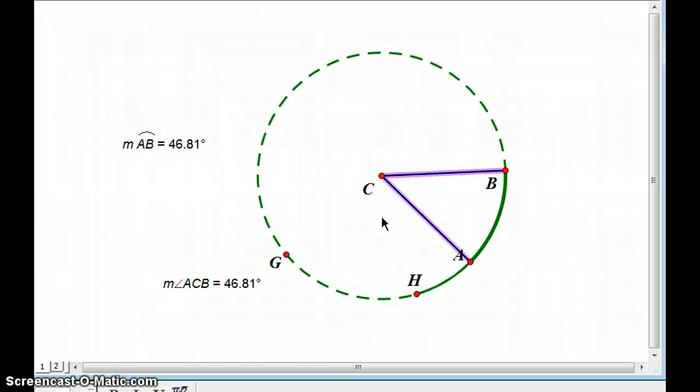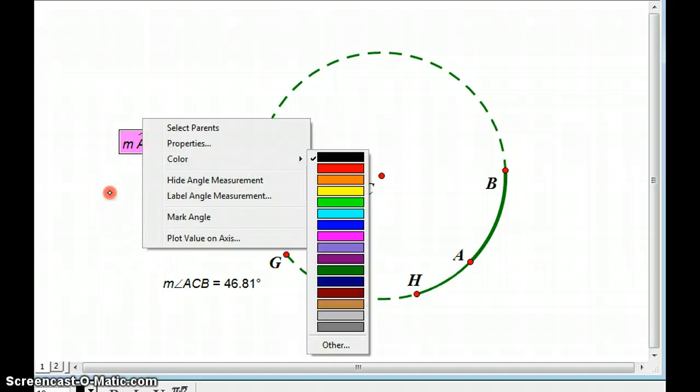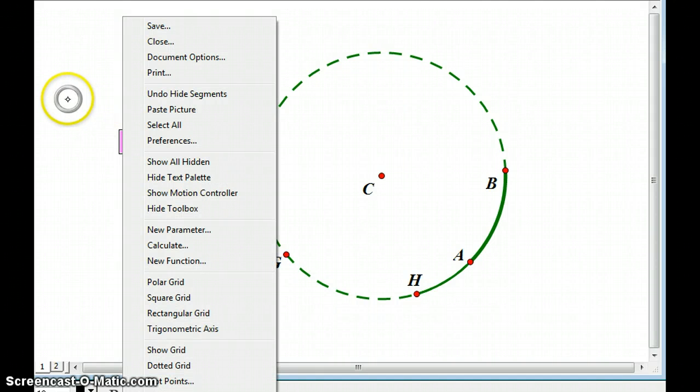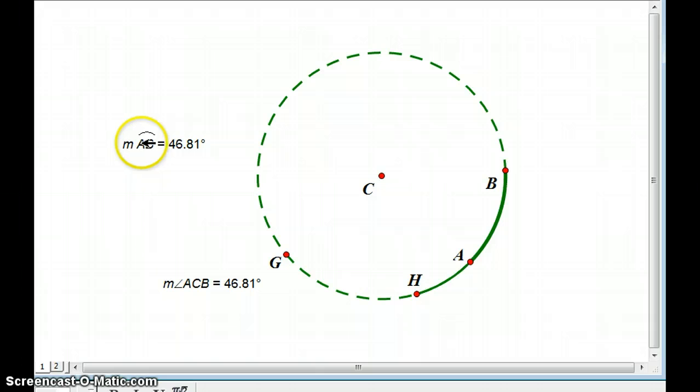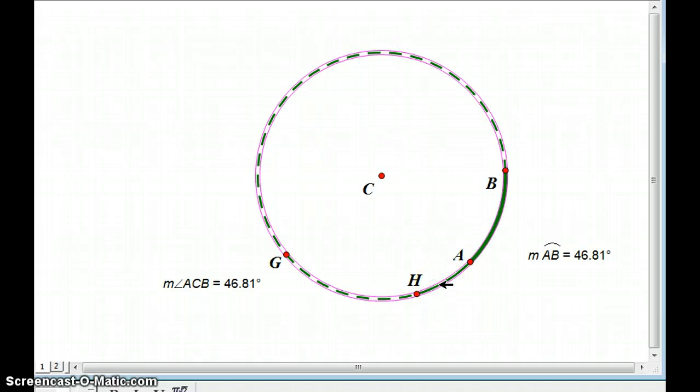Let me hide these here. Arc AB, I've got measured. That's the, whoops, I'm accidentally right-clicking. This is the measure of arc AB in terms of degrees. I could measure arc AH in terms of degrees. Oh no, I can't. Where's AH?